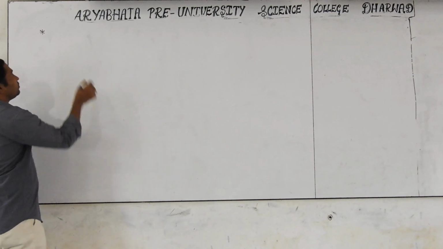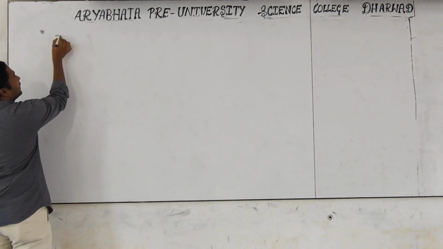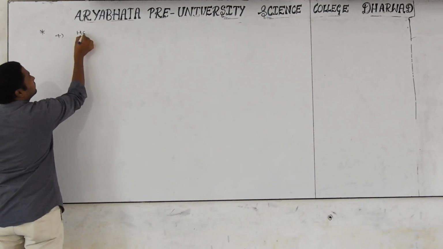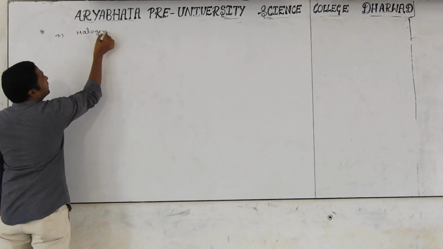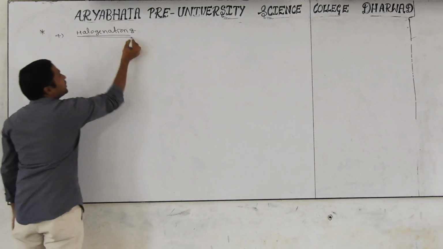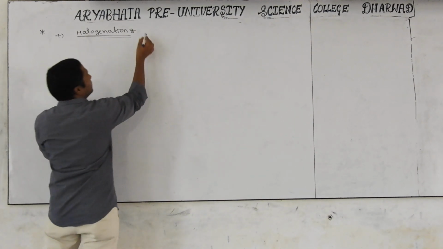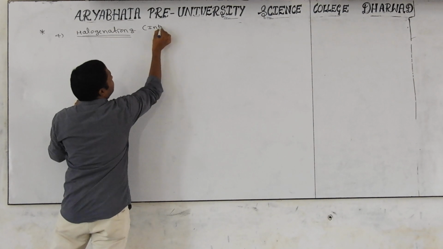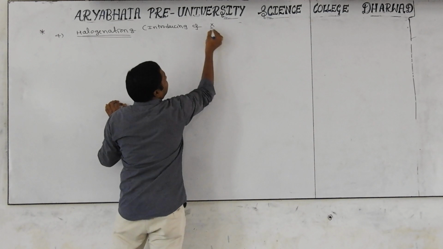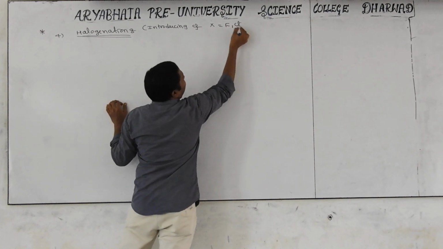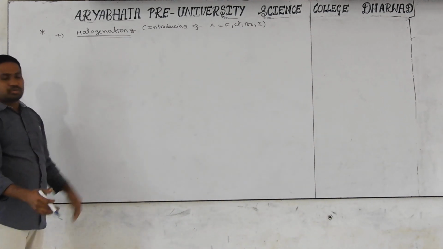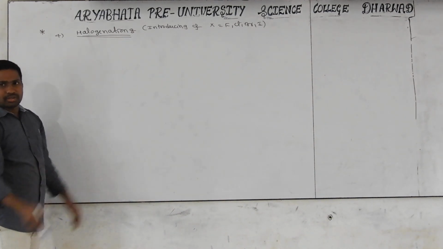Now we come to the fourth method for the preparation of alkyl halide. It is nothing but halogenation. I think you know the meaning of halogenation. Introducing halogens, yes or no? Halogens are nothing but X: fluorine, chlorine, bromine, iodine. So through addition or through substitution, anyway we are introducing the halogen into the given molecule.